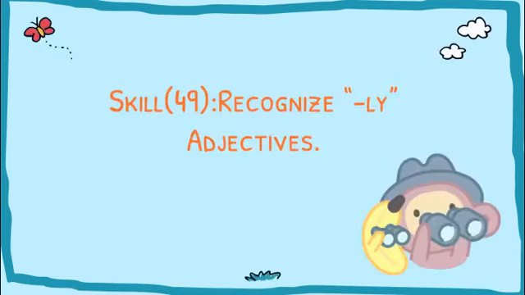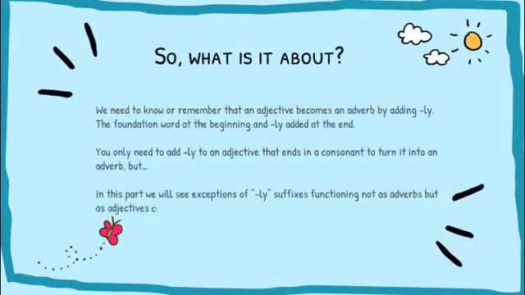Skill 49. Recognize adjectives. So, what is it about? Read along with me the following information. We hope this data is useful for you. As English language students, we need to know or remember that an adjective becomes an adverb by adding "ly" at the end of the adjective. In simpler words, the foundation word at the beginning and "ly" added at the end.